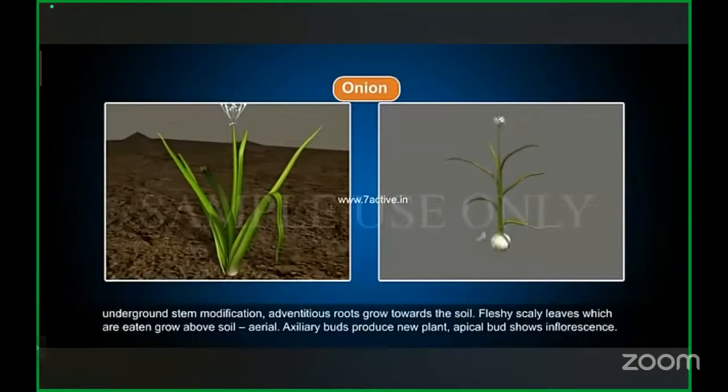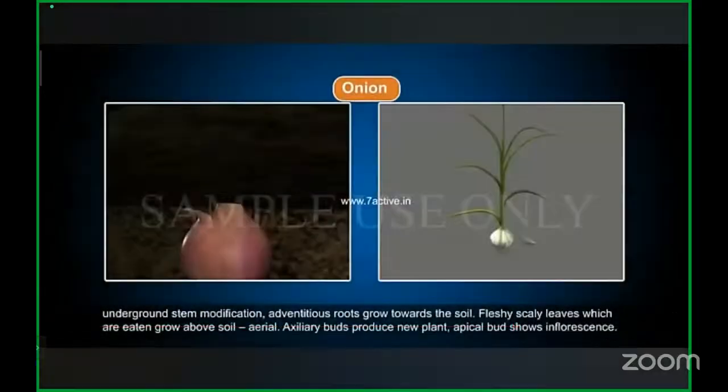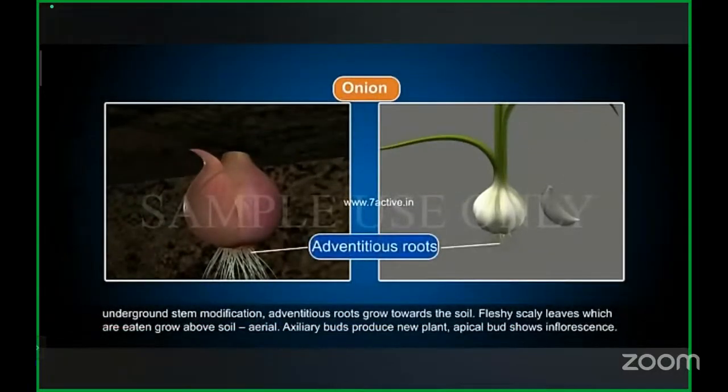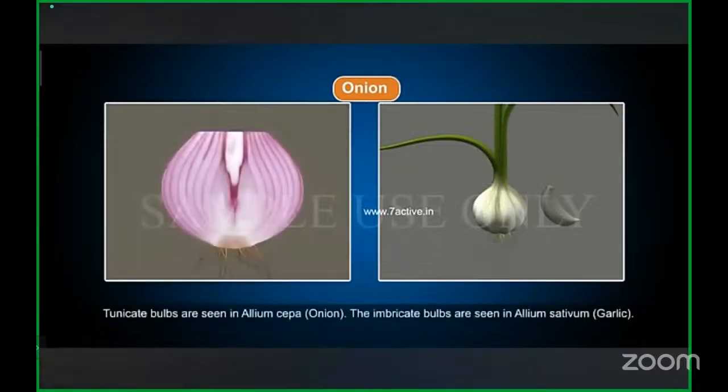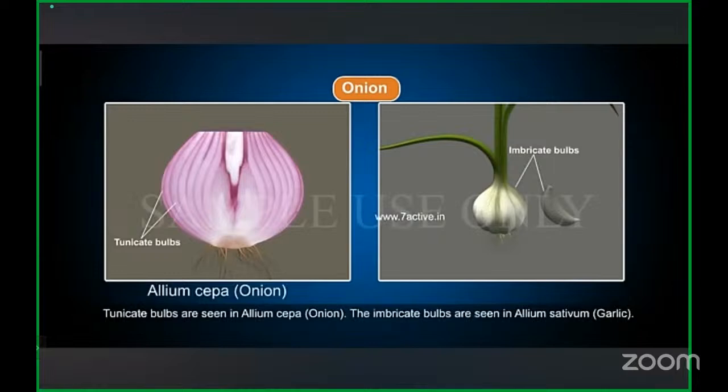Onion. Underground stem modification. Adventitious roots grow towards the soil. Fleshy, scaly leaves, which are eaten, grow above soil, aerial. Axillary buds produce new plant. Apical bud shows inflorescence. Tunicate bulbs are seen in Allium cepa, onion. The imbricate bulbs are seen in Allium sativum, garlic.